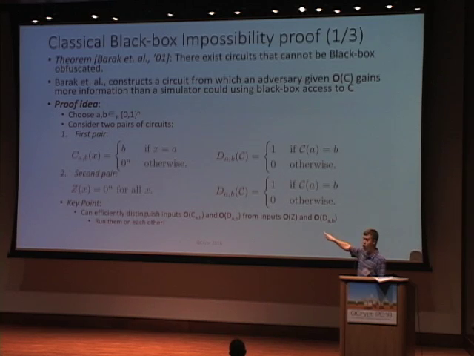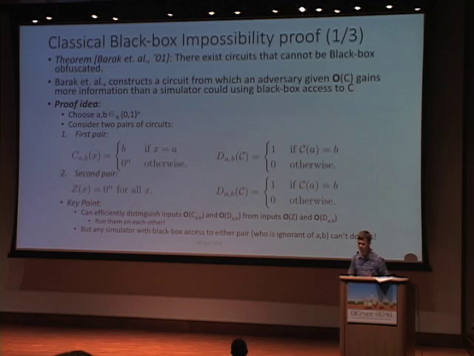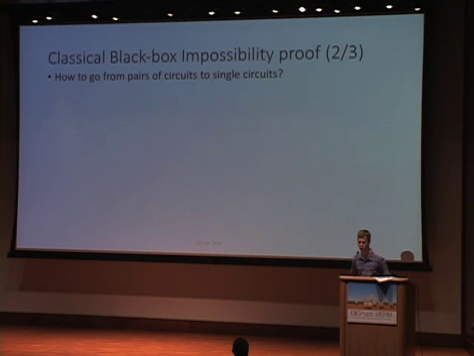But in case 2, when I run D on the first circuit Z, I'm going to get 0. Why? Because Z does not map A to B. It always maps to 0. But notice that any simulator that just has black box access to either pair, and is ignorant of A and B, can't do this. To the simulator who just gets to query these circuits, they look identical, because they are very, very close. They're only different on one input. So that's the idea. But how do we make this more formal? And this becomes much more detailed.